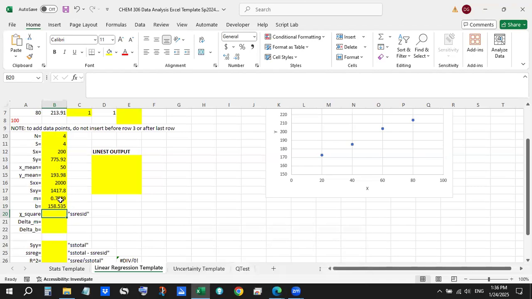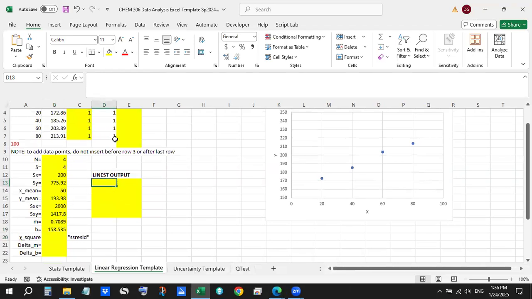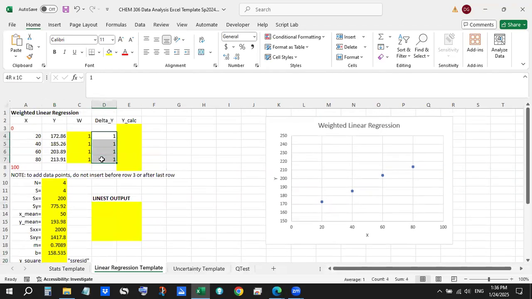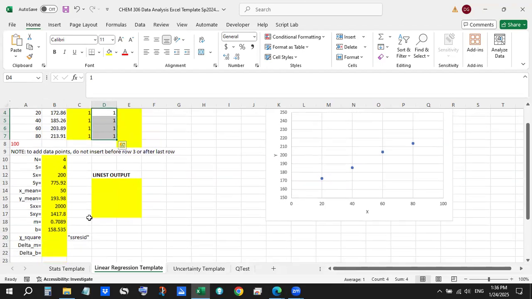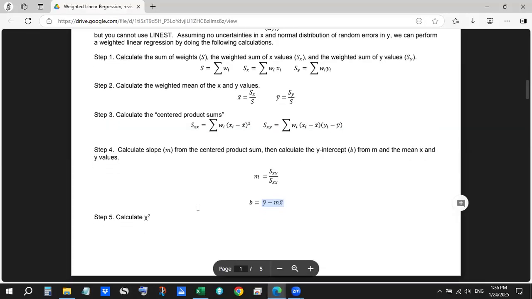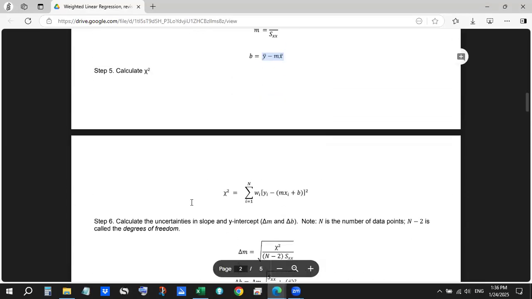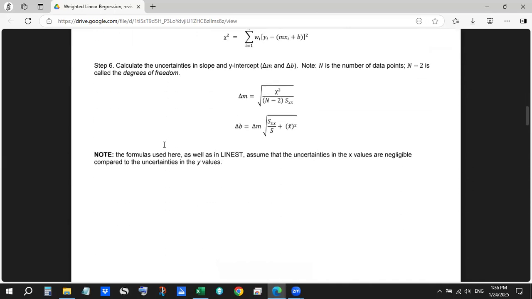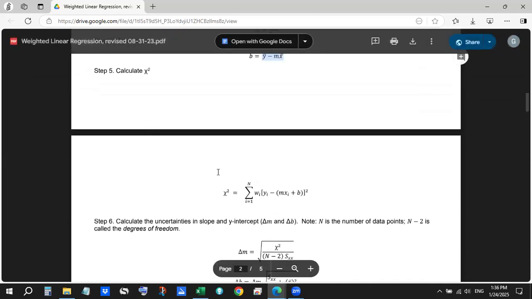And we can check if that is correct using LINEST, because what we just did is an unweighted regression. We assigned the same weights to all our data, right? So it should give you the same answer as LINEST. But let's take a look at what the instructions are here. Let's calculate chi-square first, and then we can do all the other calculations.